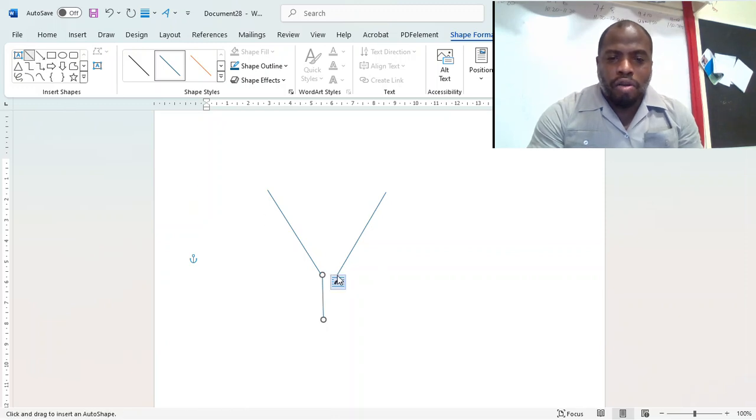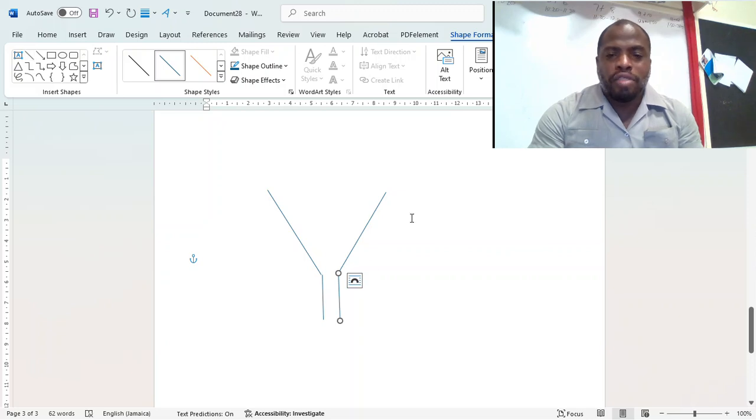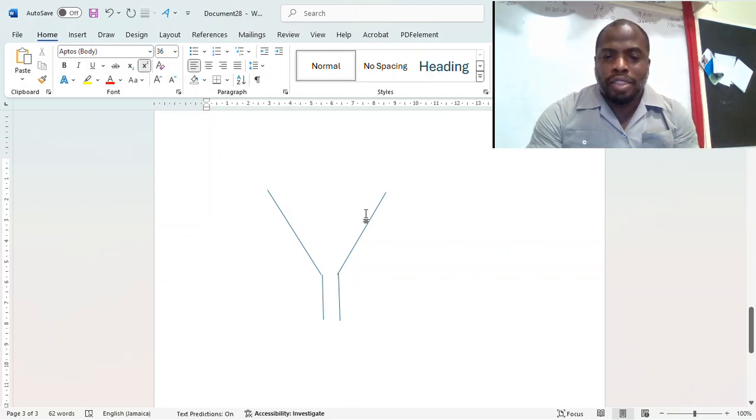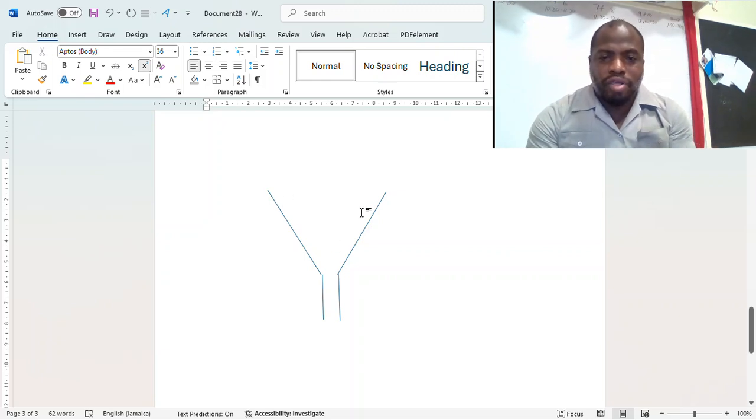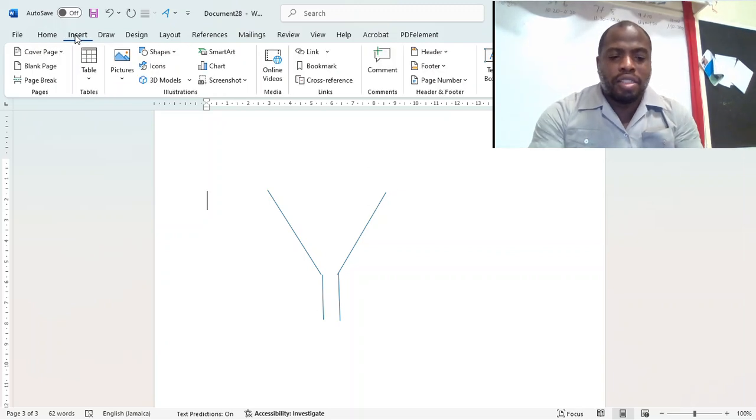Now when you're carrying out the experiment with the filter funnel, one of the things that you want to do is to fold your filter paper and place it inside. So you can fold your filter paper in two, and after doing so, you're going to be placing it inside the filter funnel.